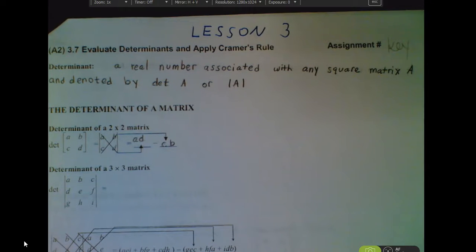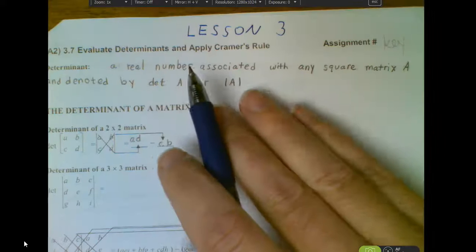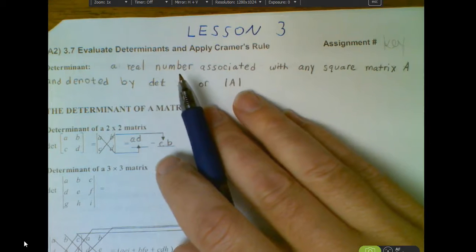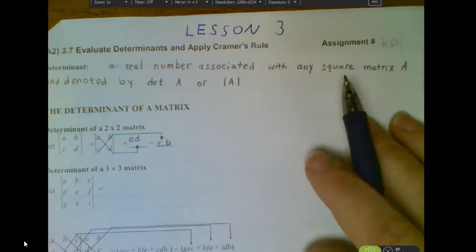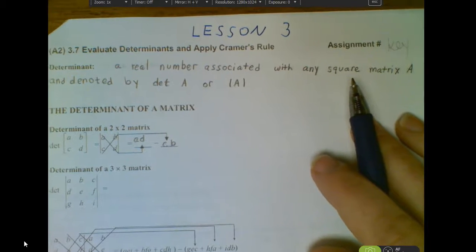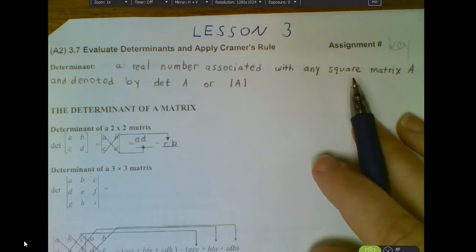So a couple things. One is a determinant is just a number. And so when we do find determinants, we are just getting a single number from it. It can only be used with a square matrix. In other words, the dimensions have to be the same. It has to be a 2 by 2 or a 3 by 3 or a 4 by 4 in order to do this with. We're only going to do them for 2s and 3s.